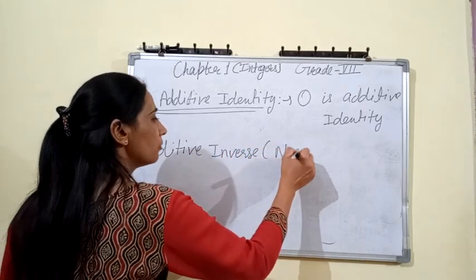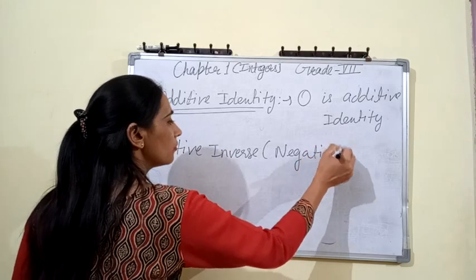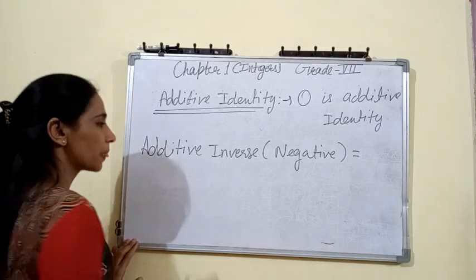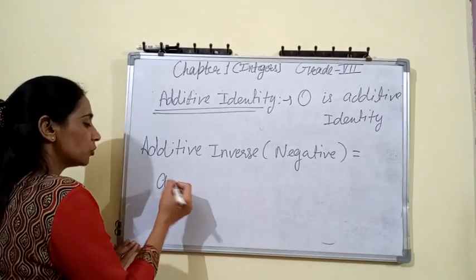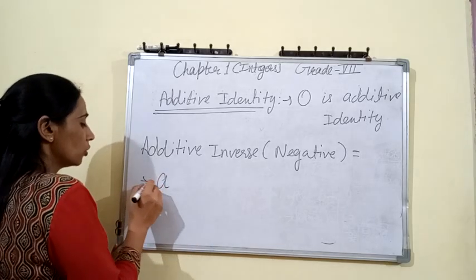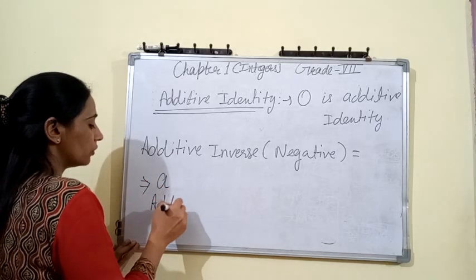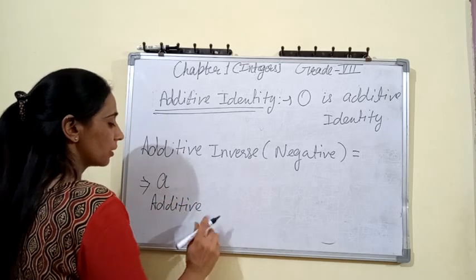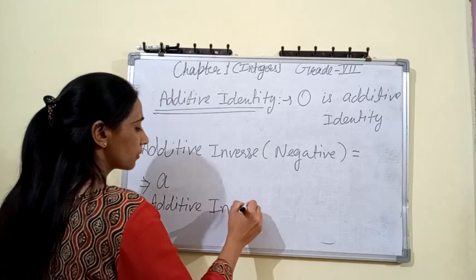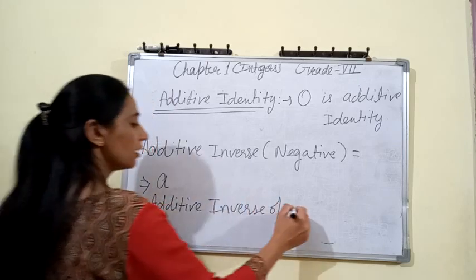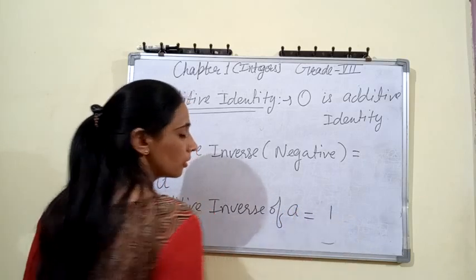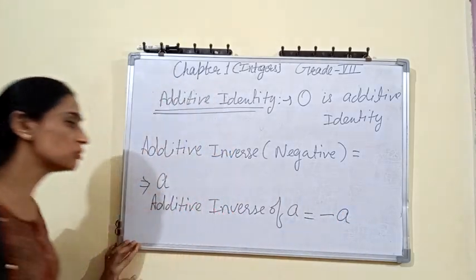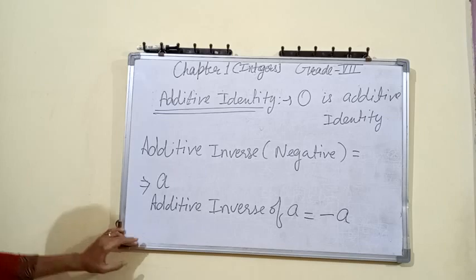Or we can say negative, another name for this. What is this additive inverse? Means if you have any number, suppose you have A, what will be the additive inverse of this number? The additive inverse of A will be negative A. Negative means we will just change its sign.